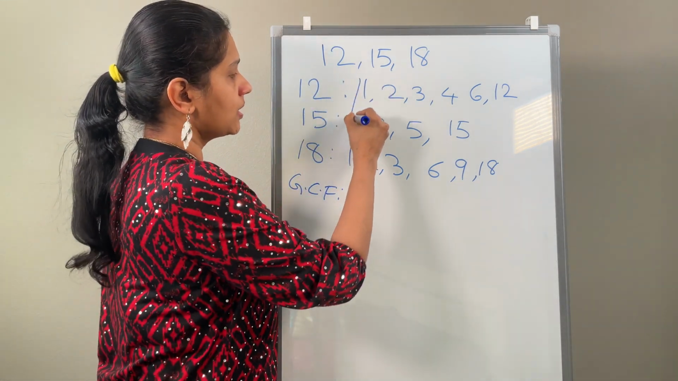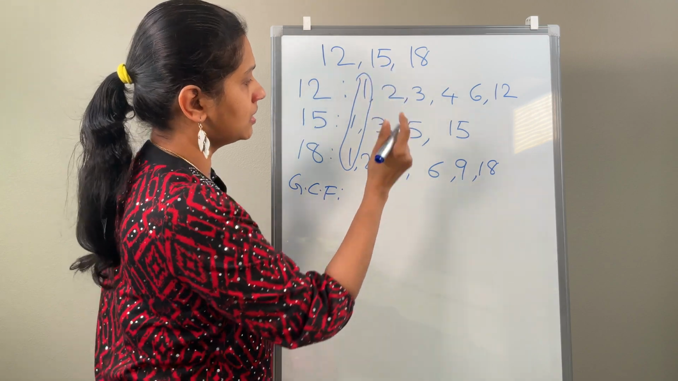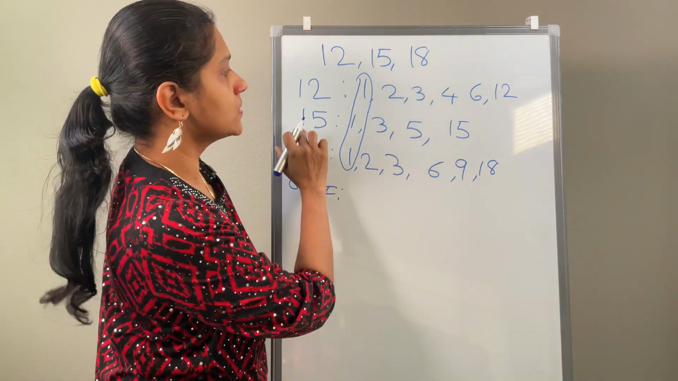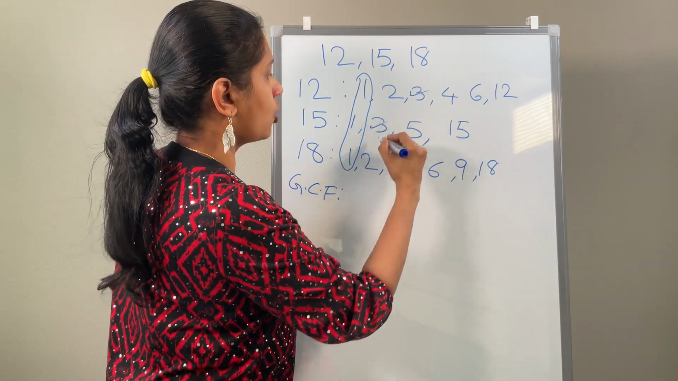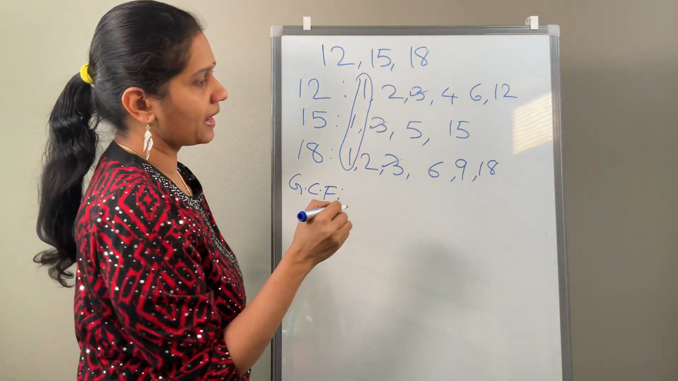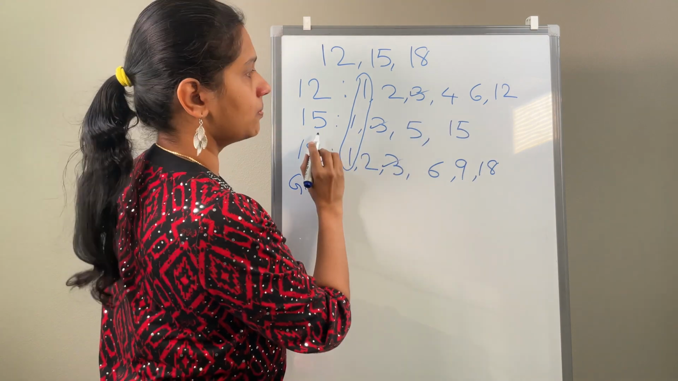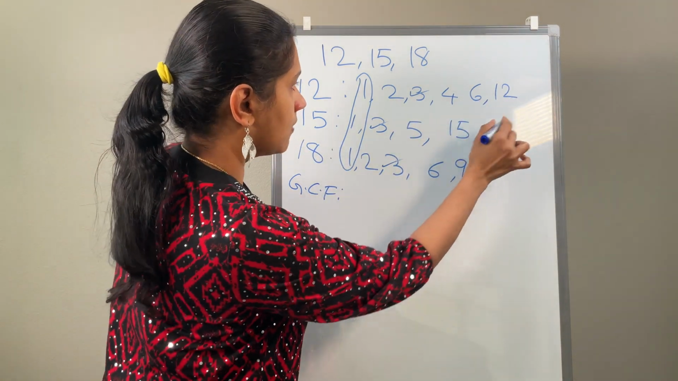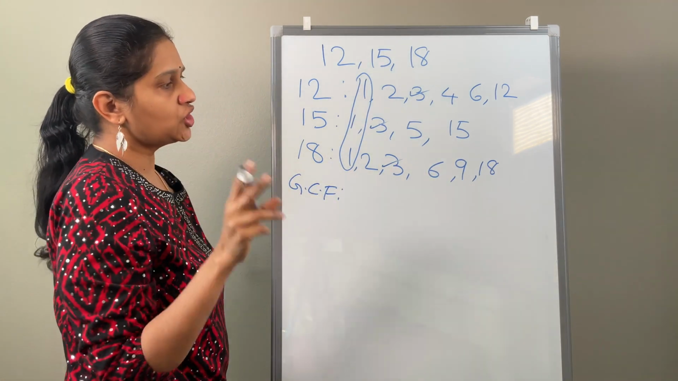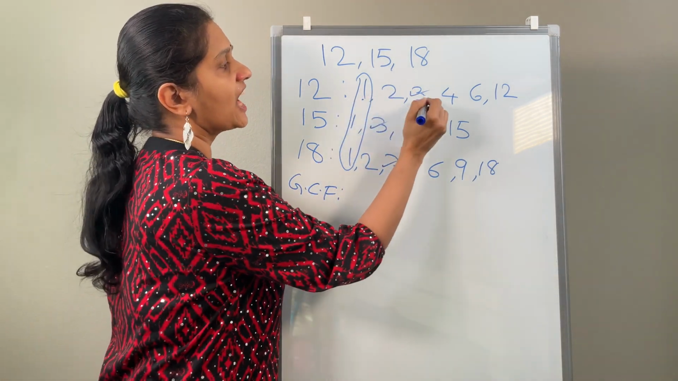What are all the common numbers? 1 is common. Do you have a 2 in common? No, 2 is not there in 15. What about 3? 3 is available in all these. So one more pair. Then 4 is not available in 15. What about 6? No. 12? No. So that's it. So only two numbers which are common, 1 and 3.